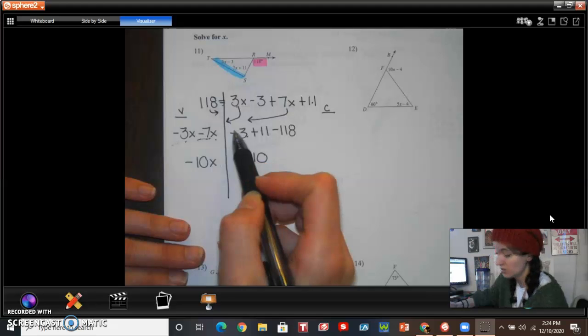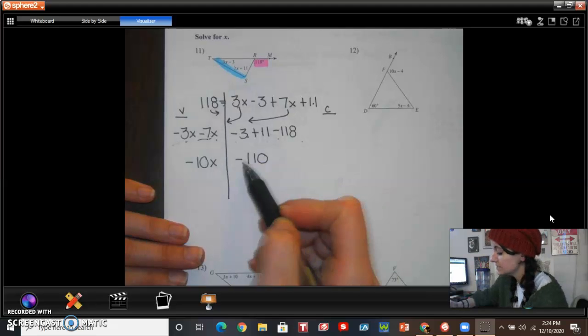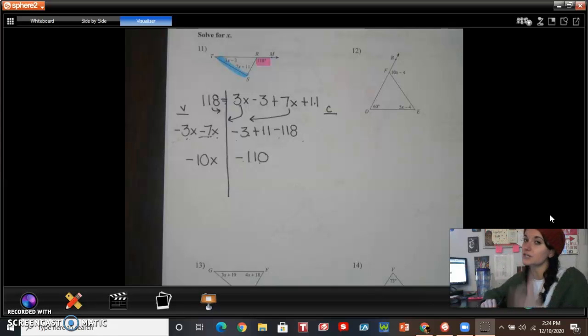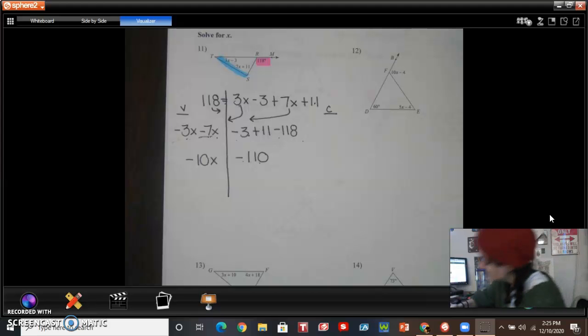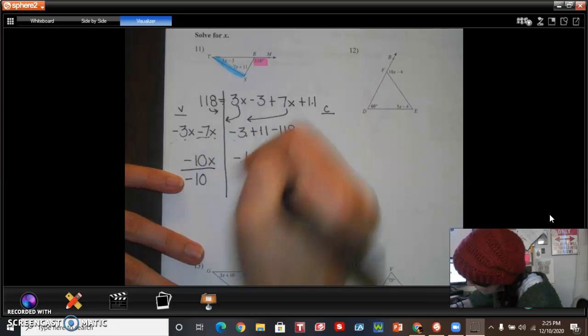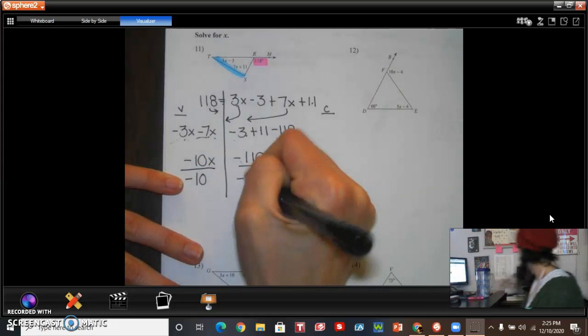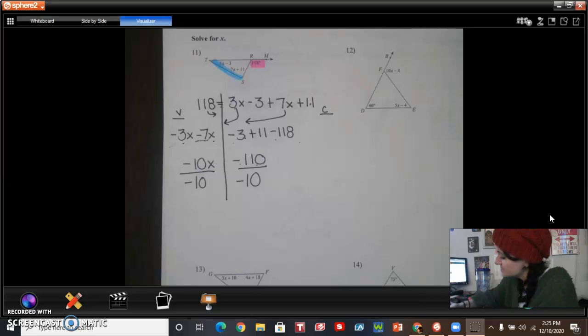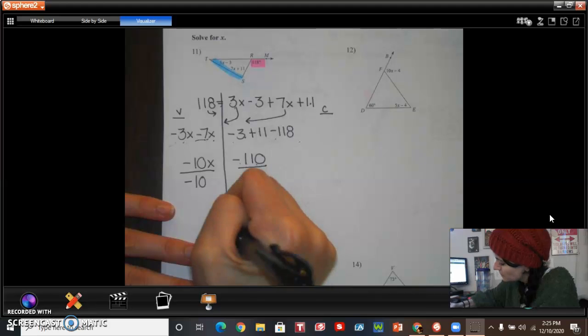Now, question is, are we done? Well, we're not. X isn't by itself. It's got a negative 10 in front of it, so we get rid of that using division. And you divide by whatever number is in front of the variable. So we're going to divide by negative 10 on both sides. Please use your calculator. So we're going to say negative 110 divided by negative 10, and we get our answer is 11. Again, on the Google form, just type in 11 as your answer.